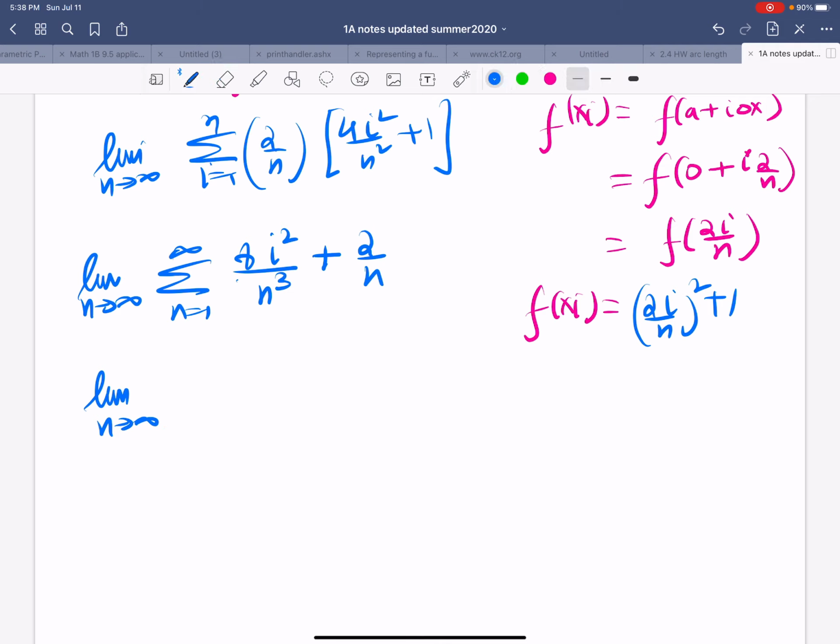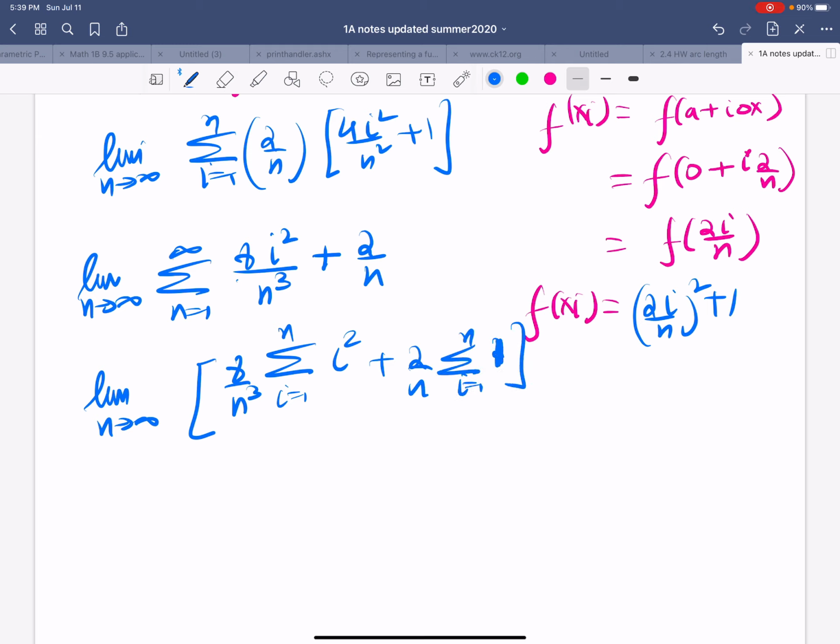I'm going to write it as two different summations just to be able to use the formulas. 8 over n to the third, summation i equals 1 to n of i squared, plus the summation i equals 1 to n, and I have 2 over n. I can pull out the 2 over n from here. So if I pull out the 2 over n, I have summation i equals 1 to n of 1 here. We know this is going to be equal to n. So this is 2 over n times n for the second part.